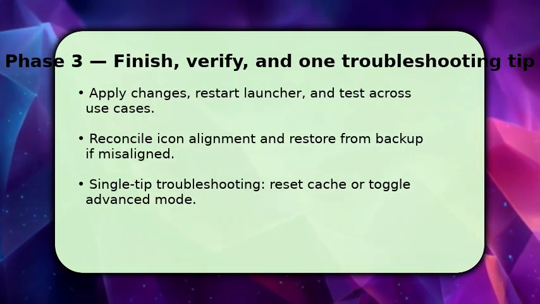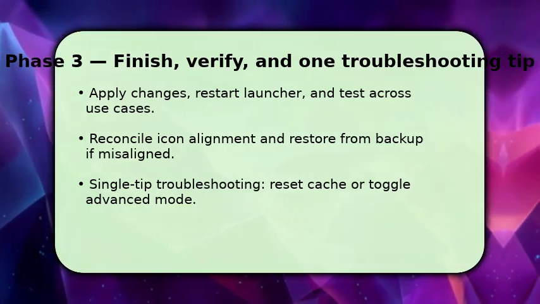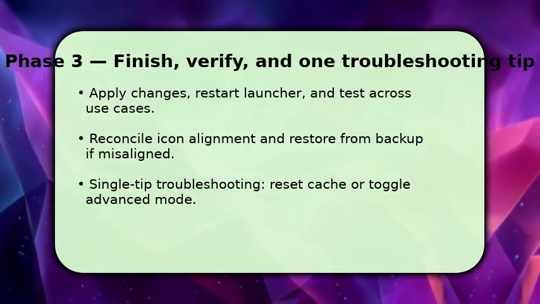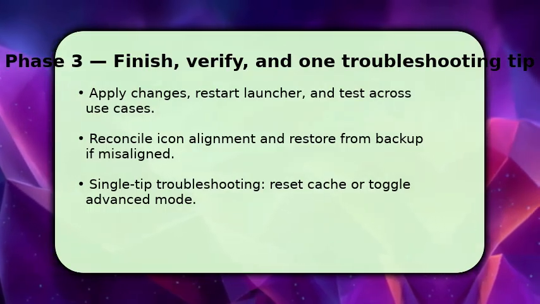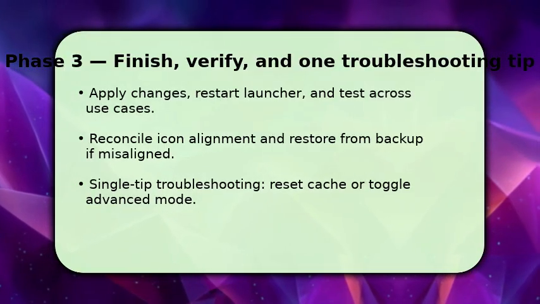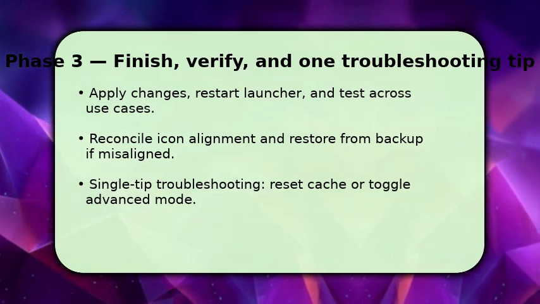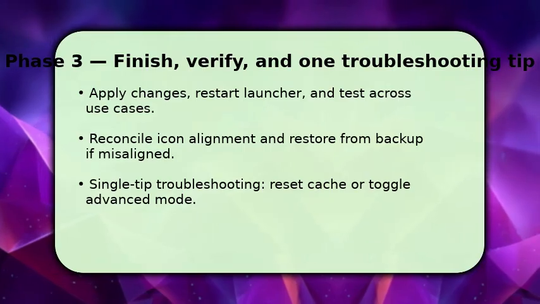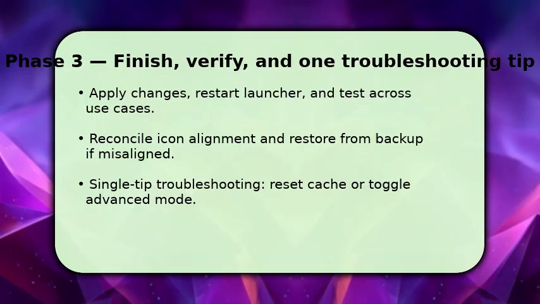You should test common workflows, open apps, switch pages, and trigger gestures to confirm stability. If icons misalign or blank slots vanish, compare the temporary profile to your backup, then restore selectively. Make sure to re-enable any plugins one at a time to isolate conflicts. If problems persist, reset the launcher cache or toggle advanced mode off and on. This single troubleshooting step often resolves it.